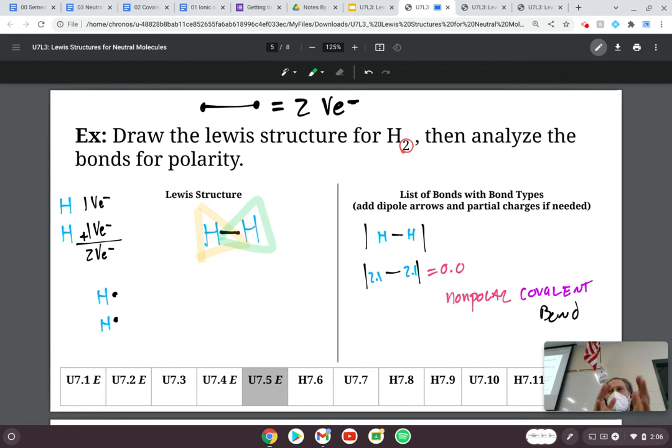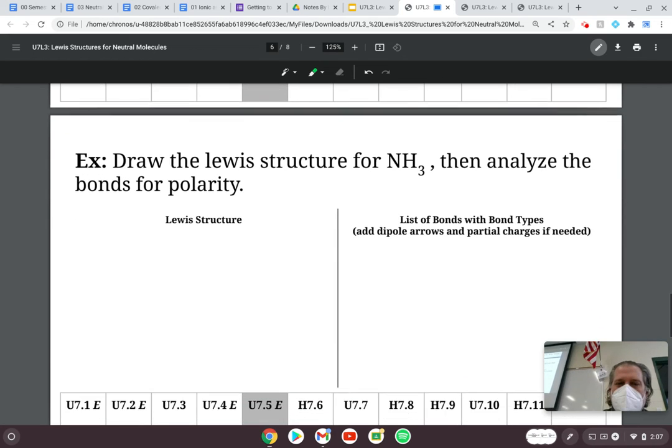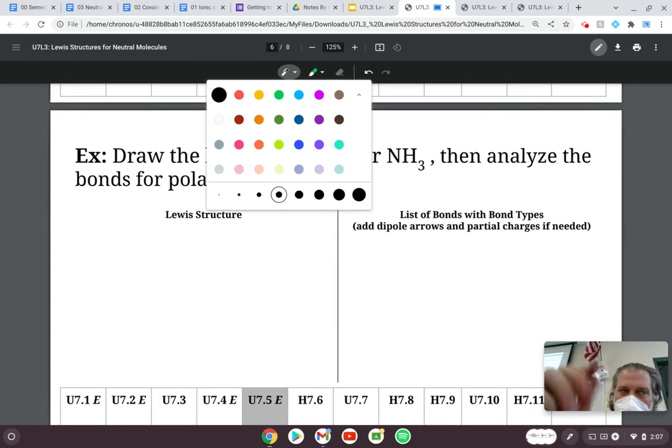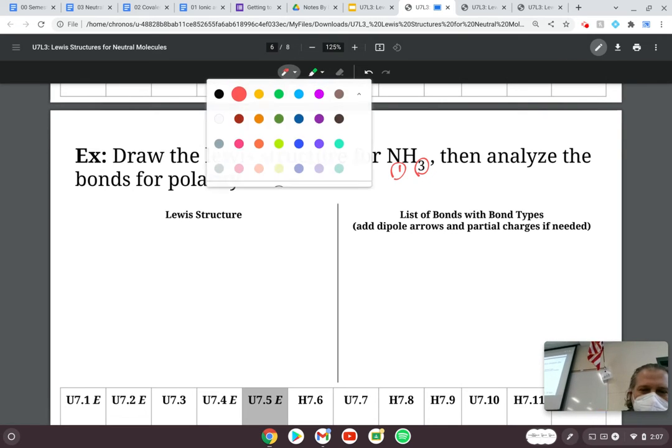So the bond in between the 2 hydrogens is non-polar, which means the electrons are shared equally. So I do not have to draw arrows or partial charges, delta positive, delta negative. So far, so good. All right, now we clearly have one that's a little bit more complicated. I see, according to my chemical formula, that I have NH3. So here's how I'm going to set my bank up.